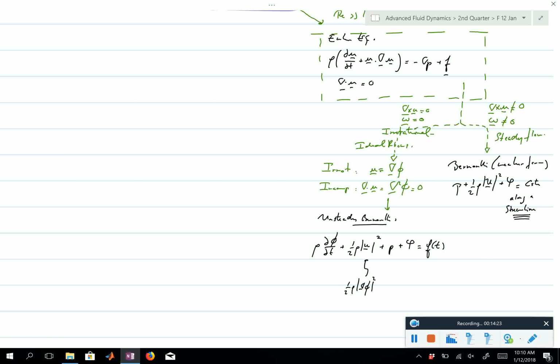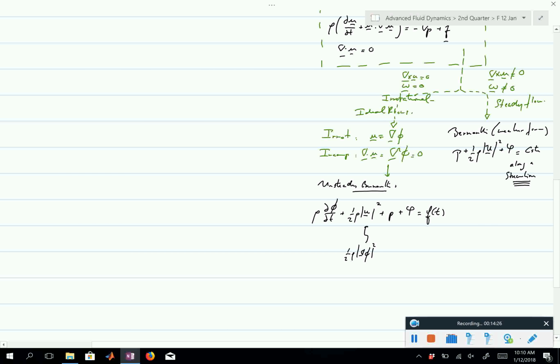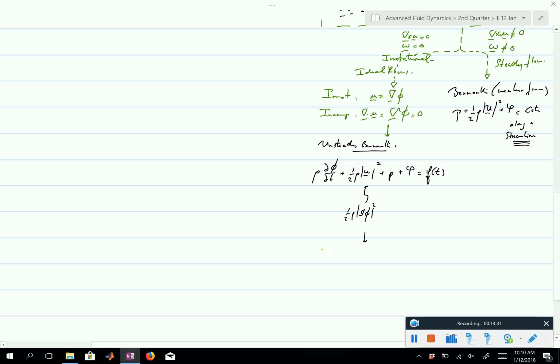So in particular, for steady flows, you would have something which looks exactly like the other Bernoulli equation, except this constant here is independent of the streamline. So it's the same everywhere throughout the fluid.